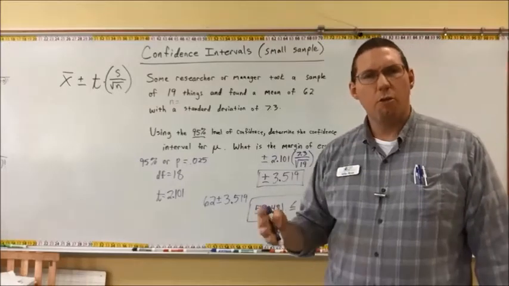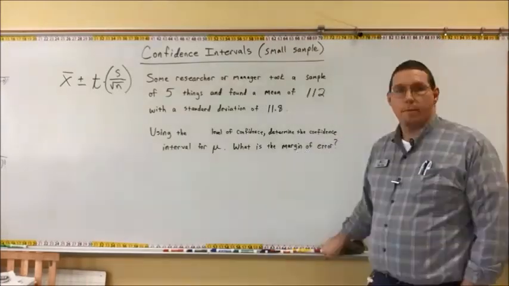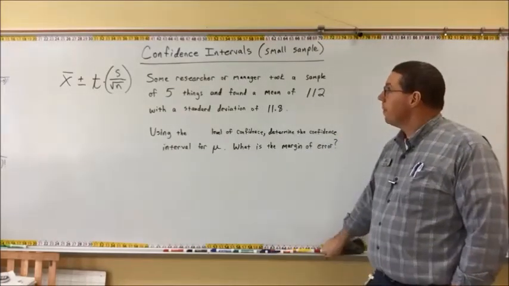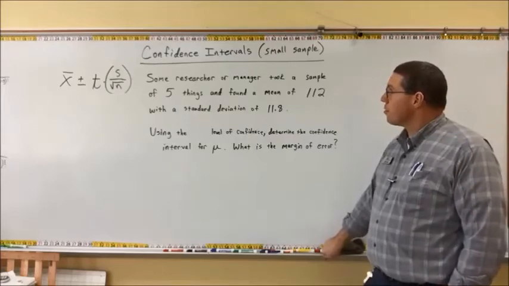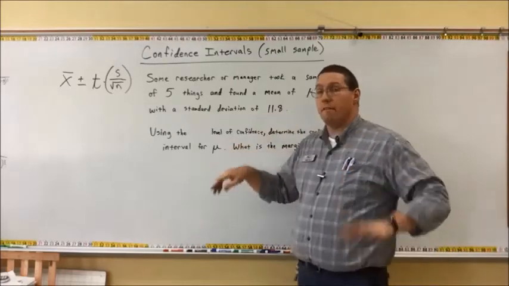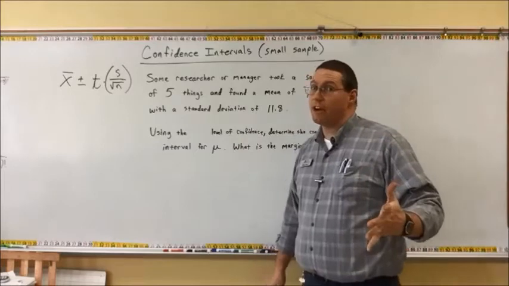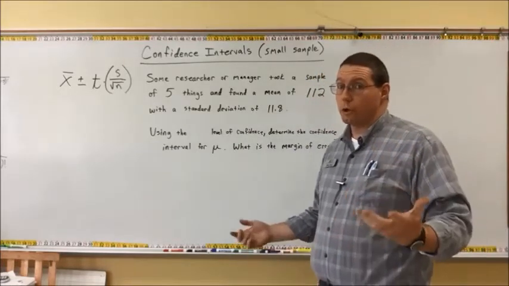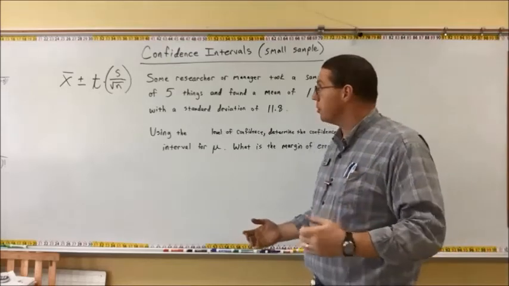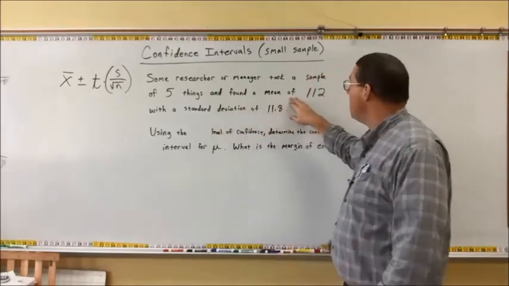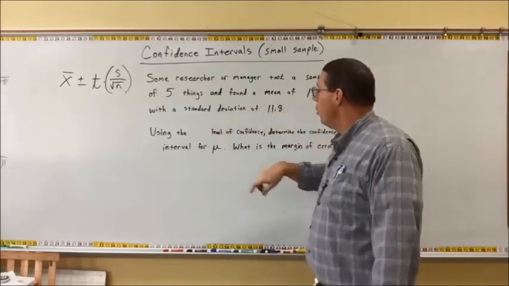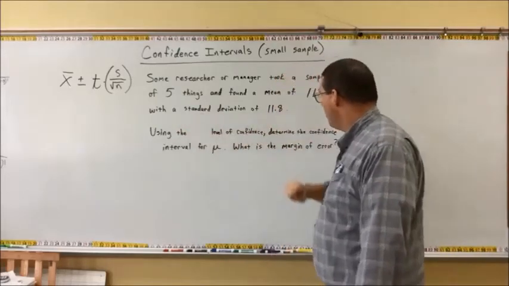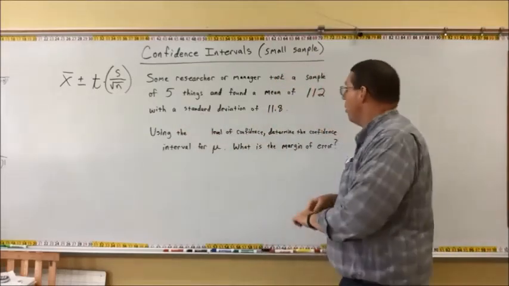Okay? Let's do a couple more examples, okay? All right, here's another situation. It says some researcher or manager took a sample of 5 things. That's not very many, right? So it's kind of a small sample, right? So we're going to use the t-distribution. 5 things, and found a mean of 112 with a standard deviation of 11.8. So let's see here.